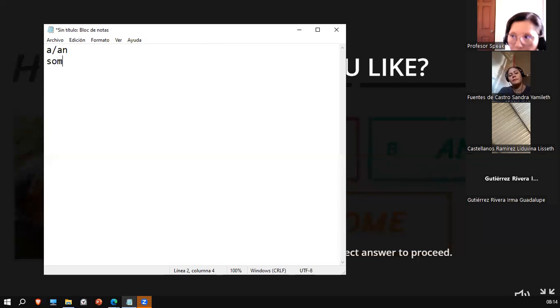And some, okay? And we were saying that we use A and AN for countable nouns, okay? Countable nouns are those things that you can count. For example, I can say one apple, two apples, three apples, four apples, etc. So that's something that I can count. Estos se llaman artículos indefinidos, okay? I would like an apple. Okay, and then we use some with uncountable nouns. Well, uncountable and countable.